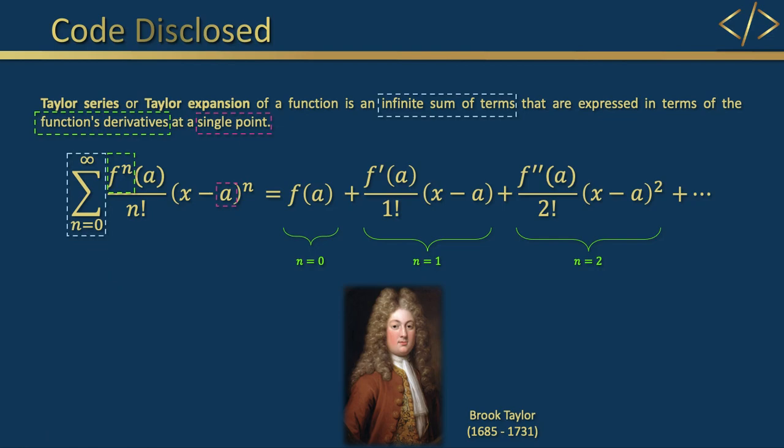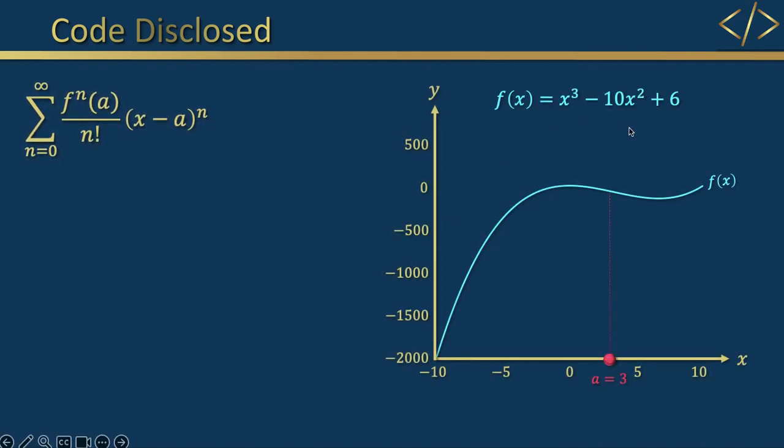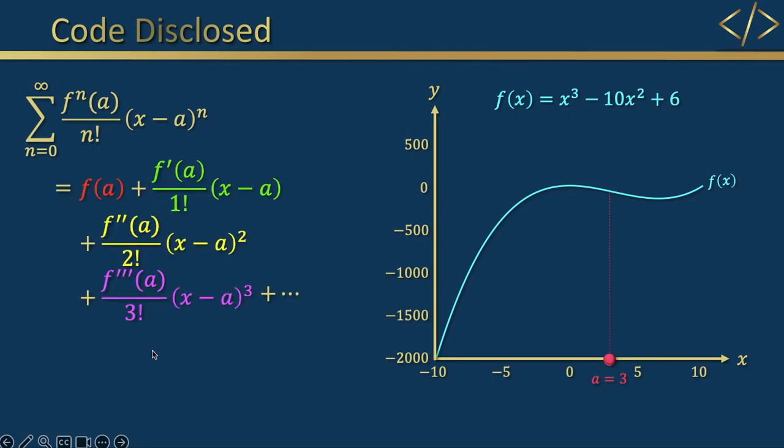I think it would be better to apply this to an example to explain it even further. Let's say that I have a function, f of x equals x cubed minus 10x squared plus 6. That's my function, and when I plot it, I'll have it just like this. This is my f of x. And I want to expand this function using Taylor series at a point which is a equals 3. So let's put the definition of Taylor series first, and let's put the terms. This is the first term, f of a. This is the second term, the first derivative of a times x minus a, then the second derivative, third derivative, plus infinity.